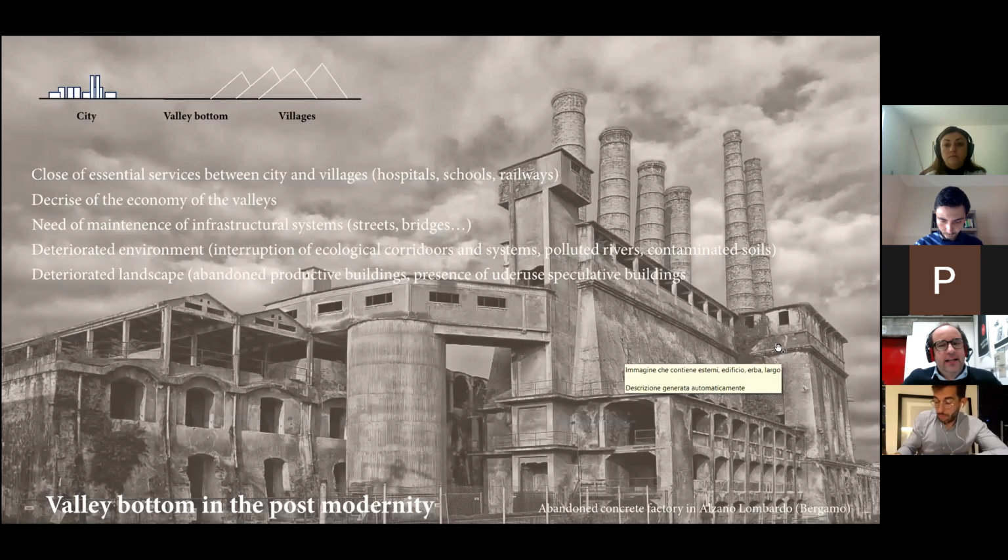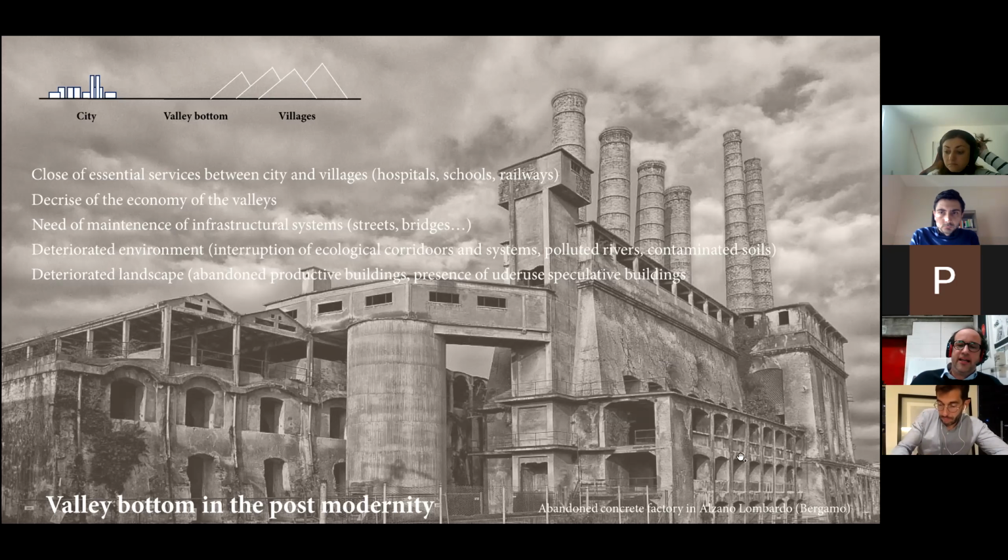We saw that in the post-modernity, the closing of the essential services, the decrease of the economic value, and the need for maintenance of the infrastructural systems like railways and streets that they built. In Italy, we have, for example, this important problem of the bridges that now are very obsolete. It's very complicated to make interventions. And especially the deteriorated environment, interruption of ecological corridors and systems, polluted rivers, contaminated soils, and deteriorated landscape because of the abandonment of productive buildings and the presence of underused speculative buildings. So this is a very important cause of the problem of depopulation.